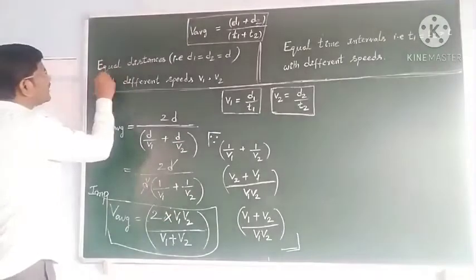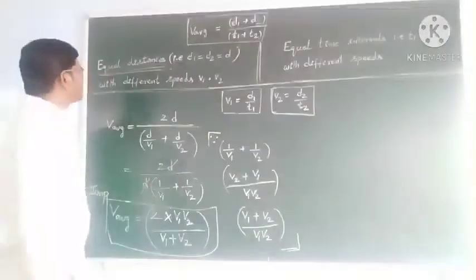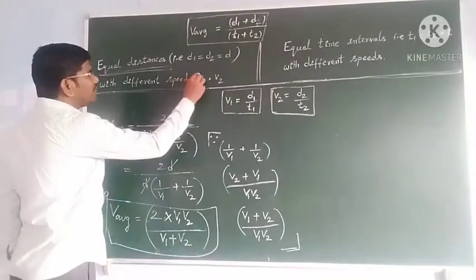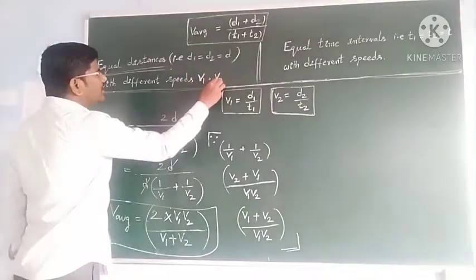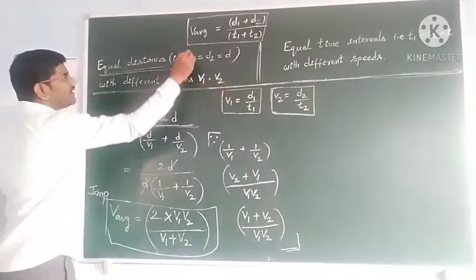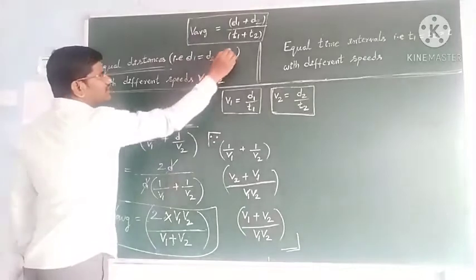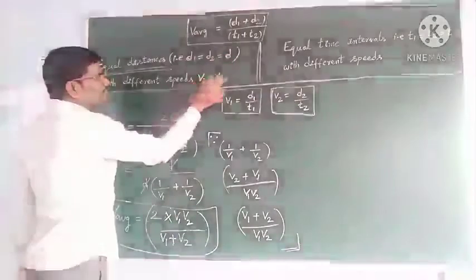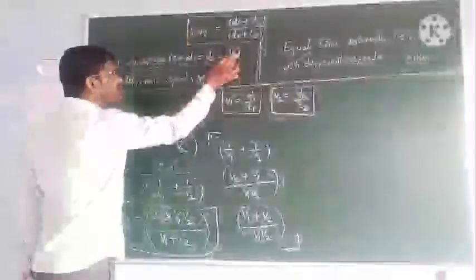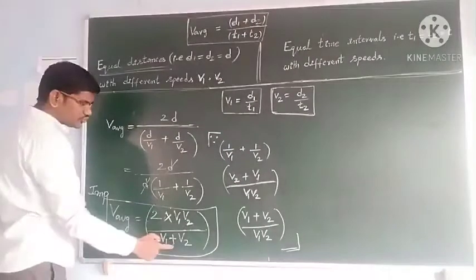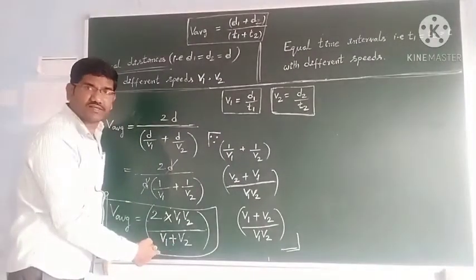Whenever equal distances are covered by an object with different speeds v1 and v2. v1 and v2 are two different speeds covering equal distances. With v1 speed the distance covered is d, and with v2 speed the distance covered is also the same, equal distances. Then you can use the formula 2 v1 v2 by v1 plus v2.